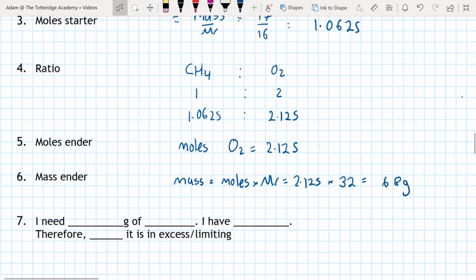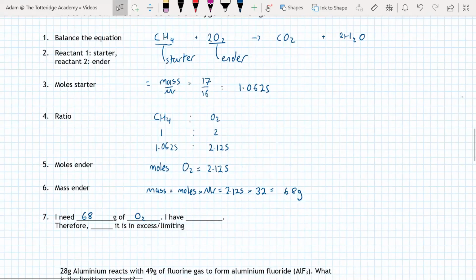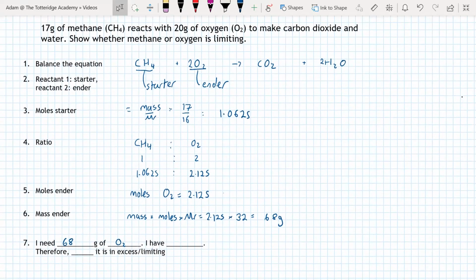Let's make it a bit bigger for you. I need 68 grams of oxygen. How much do I have? Oh, well, that's in the question. I have 20 grams of oxygen. Now, that is clearly not enough oxygen. If I need 68 and I've only got 20, it's clearly not enough.